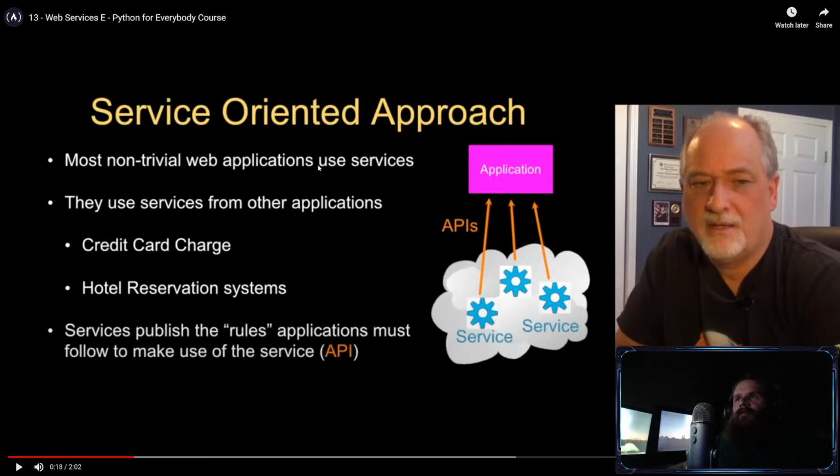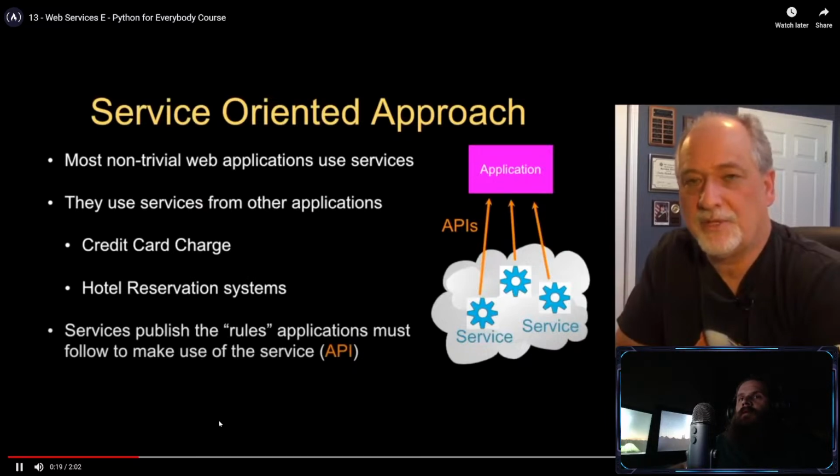Okay, service-oriented approach. Most non-trivial web applications use services. They use services from other applications. Credit card charge, hotel reservation systems. Services publish the rules applications must follow to make use of their service API. So service application APIs are like the rules.